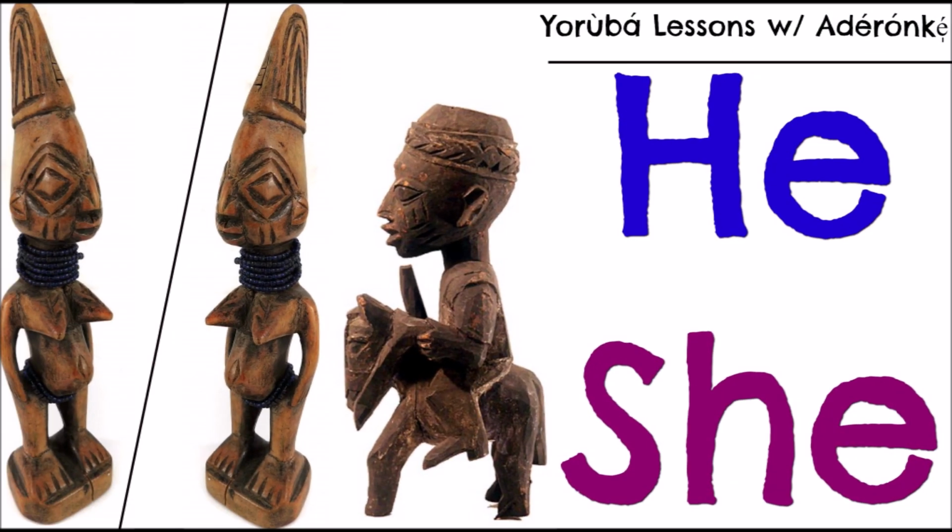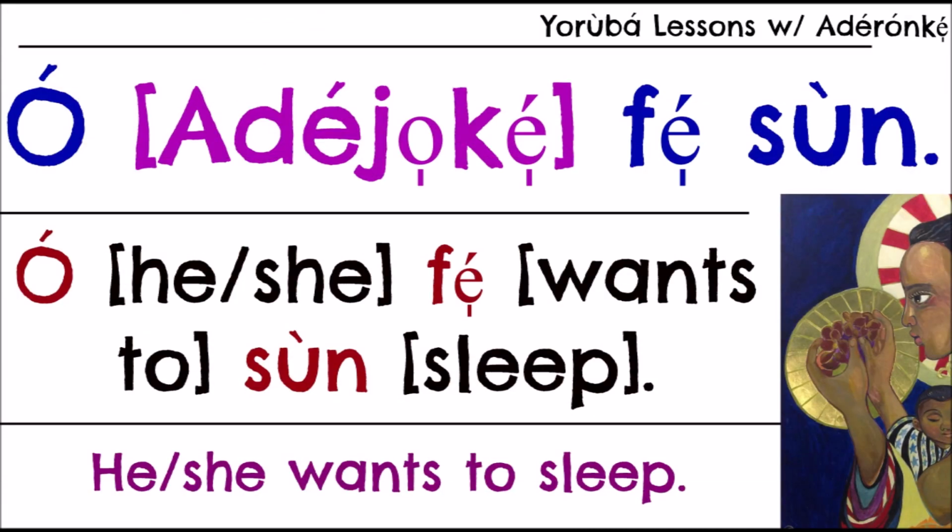For the singular pronouns he or she, we have the same general pronoun for both sexes. We don't say he, and we don't say she. It's not in our language. Oh, you're talking about someone. It's not ó, ó is you. Ó, it's a bit higher than ó. Or here it can be Adejoke, it can be Adefemi, it can be John, it can be Susan, it can be anybody. Ó fẹ́ sùn, he or she wants to sleep.